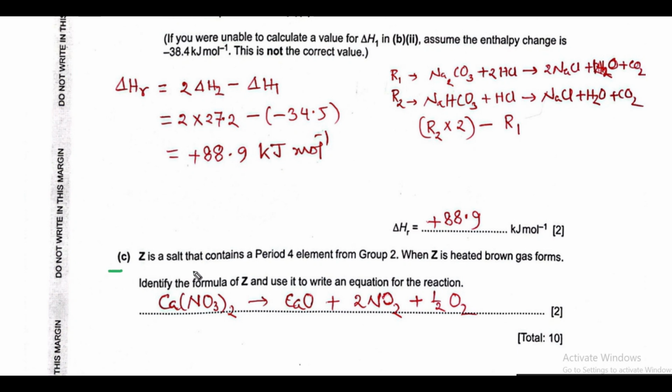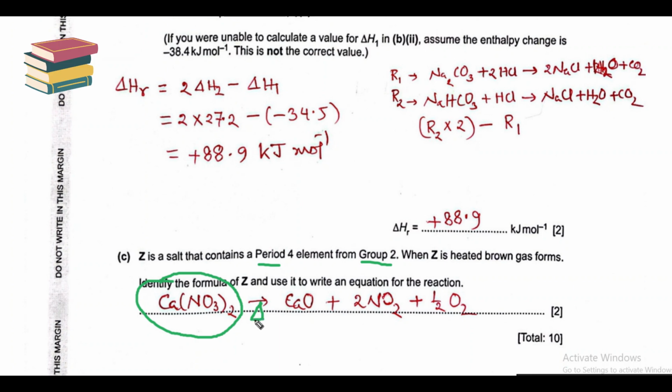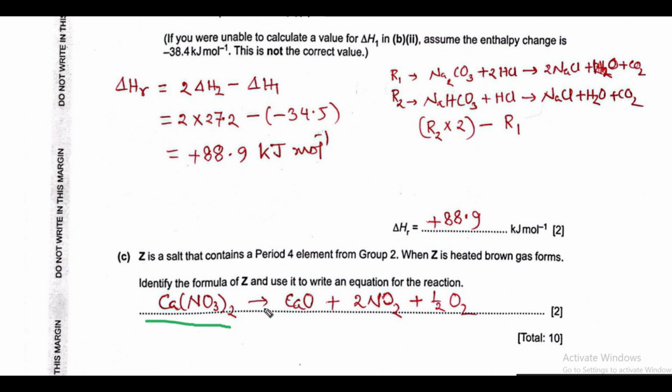Z is a salt that contains a period 4 element from group 2. When Z is heated, brown gas is formed. Identify the formula of Z and use it to write an equation for this reaction. This is group 2, calcium, period 4, so this will be calcium nitrate, the metal will be calcium. If you heat calcium nitrate, a group 2 nitrate, it will form group 2 oxide plus brown fumes of nitrogen dioxide plus oxygen. So calcium nitrate decomposes, breaking down to form calcium oxide, brown fumes of nitrogen dioxide plus oxygen.